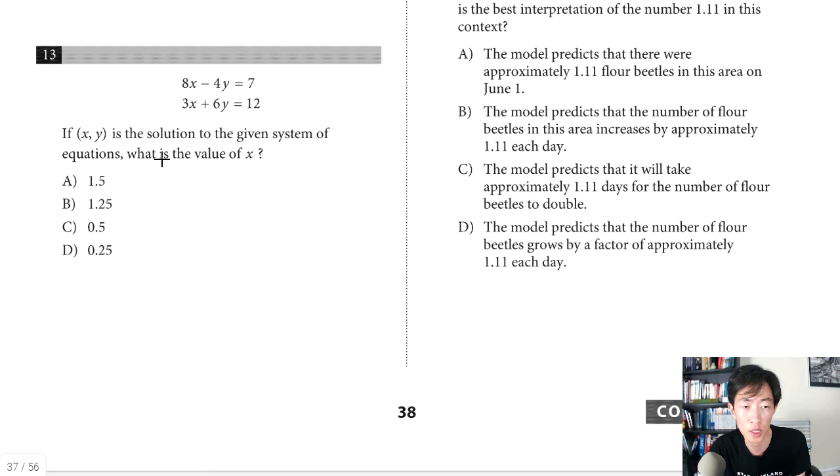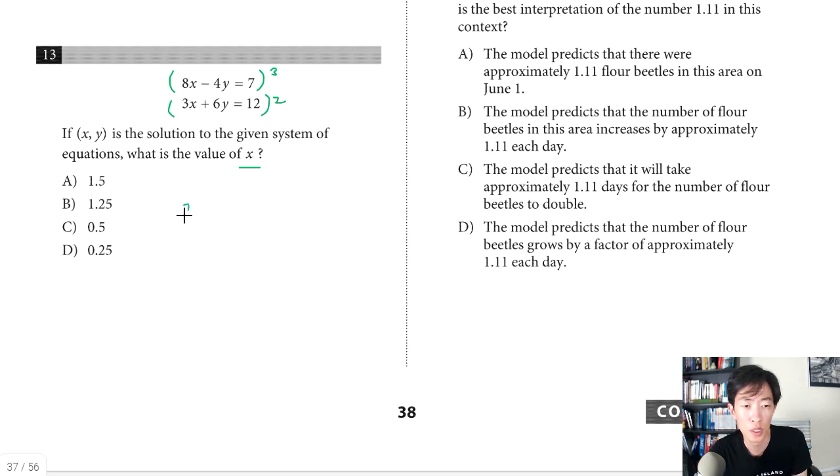But you also want to be smart about it, because if they're asking the value of x, I would recommend we eliminate the y values so we don't have to go back and plug other stuff in. 4 and 6, what's the least common multiple? 12. So we're going to multiply the top equation by 3. And we're going to multiply the bottom equation by 2. It's already nice because one's positive and one's negative, so we can just add the equations together.